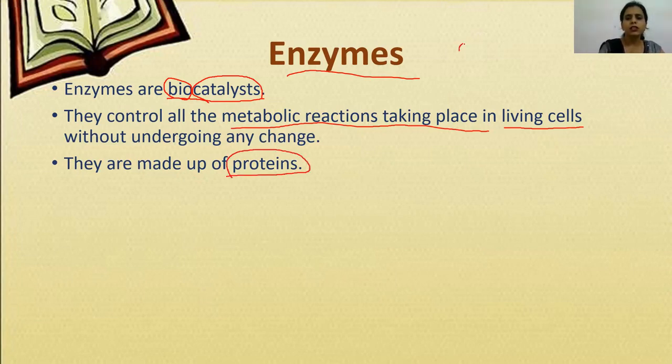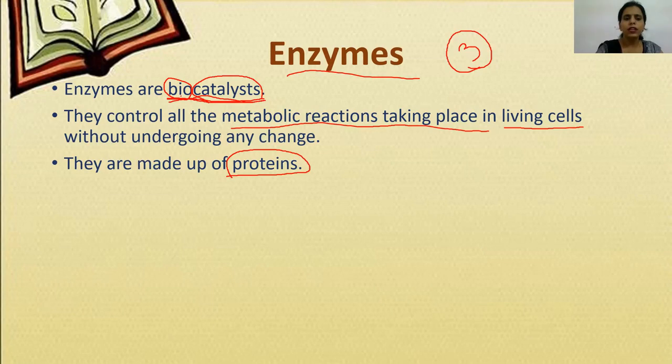Sometimes in exams, the definition of enzyme is asked for 3 marks. Whenever the definition of enzyme is asked for 3 marks, you can write down the following 2 points. Either you can write that enzymes are biocatalysts and they are made up of proteins. If you write that enzymes are biocatalysts and they are made up of proteins, you will get 3 marks. Why? Because when you write this one particular term, biocatalyst, it shows that these enzymes are present in living organisms, as we are mentioning bio, and these enzymes are catalysts. That means they increase the rate of metabolic reactions taking place in living cells without undergoing any kind of change.